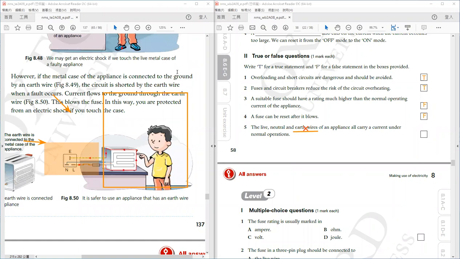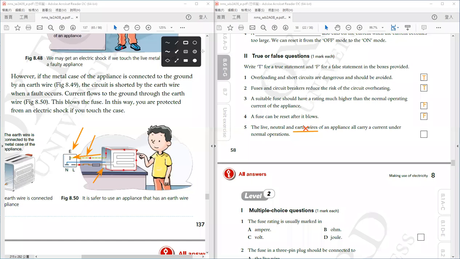By adding some kind of earth wire here, denoted by E. They provide a pathway for those damaged live wire currents. The current can pass through the earth wire, so that it will not go through our body. Therefore, in this part you should underline earth wire and cross it. Only live and neutral wire carry a current.